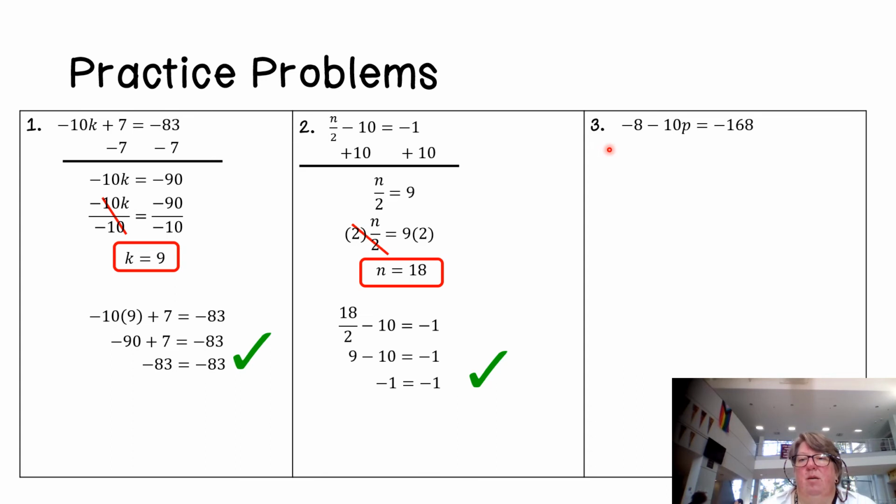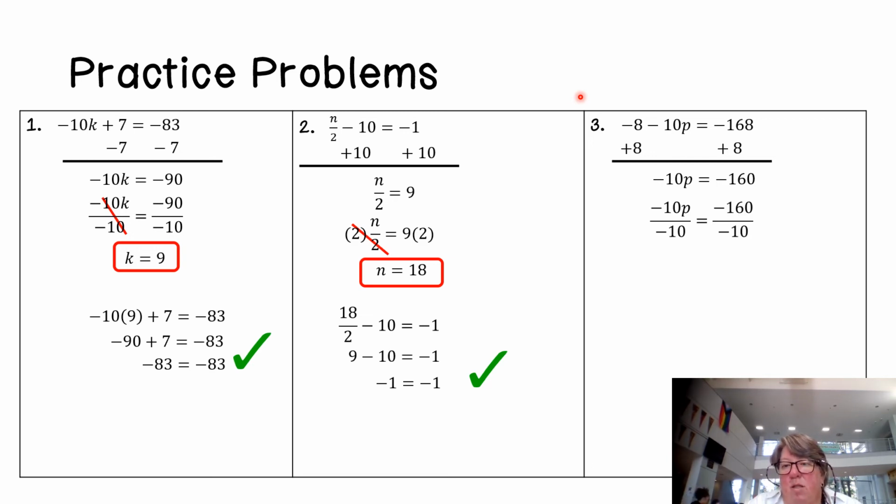Our third problem here, don't let the fact that the second term is the term with the variable confuse you. So we want to get rid of this negative 8. How do we get rid of negative 8? We add positive 8 to both sides, right? And then we are left with negative 10p is equal to negative 160. We want the p by itself, so we're going to divide by its coefficient. So we're dividing both sides by negative 10. We know that negative 10 divided by negative 10 is 1, so we're left with p is equal to 16.